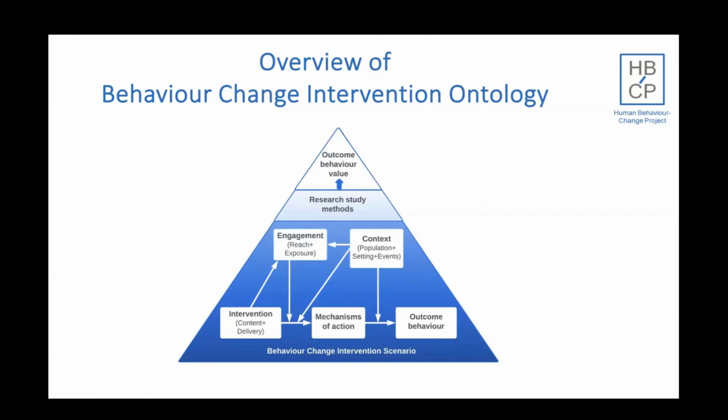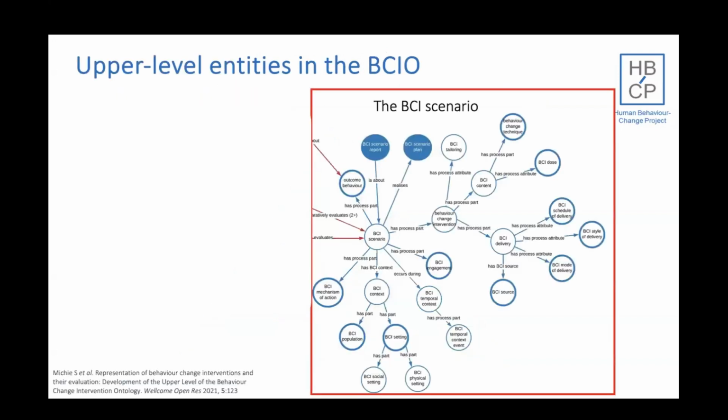Now, these are moderated by the extent to which the intervention's engaged with, its reach and exposure to individuals, but also by the context, which we define as the population, the setting, and also events that occur. And all of this in the blue bottom part of the triangle needs to be considered together along with the research study methods to feed into the outcome behavior value. And then we have maximum information that we can use in predictions.